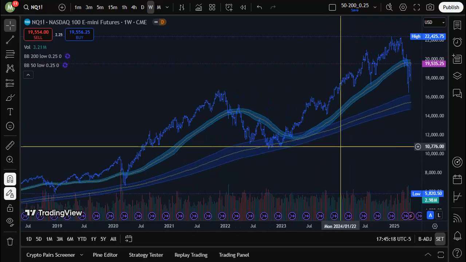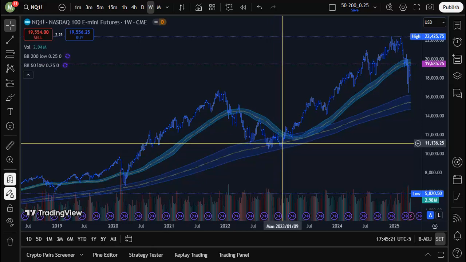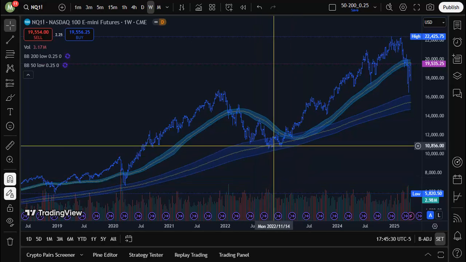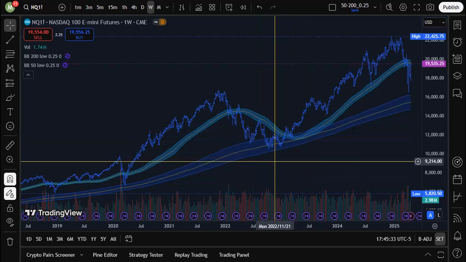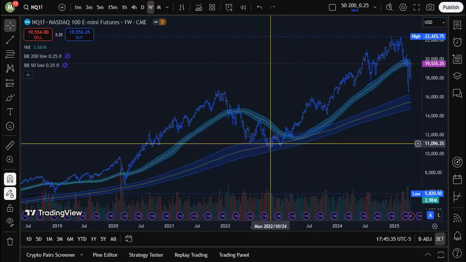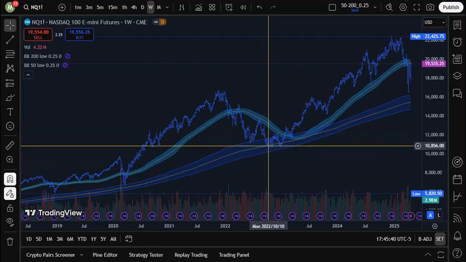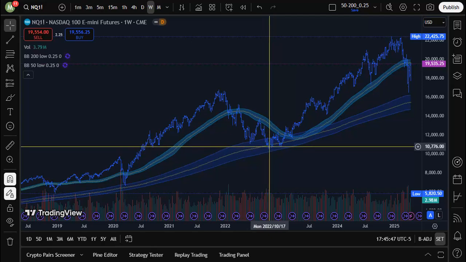Now, there's no law that says it has to stop here, right? It could actually go lower, but that would be very unusual. So we're looking at probabilities, and it's probably going to turn here. So if you were here in 2022, right here, and the NASDAQ futures is coming down here, and you're like, oh God, should I go long or short? I don't know, everything's crashing. Well, what's the probability? What do you think is going to happen? It's at the 200. So you buy.